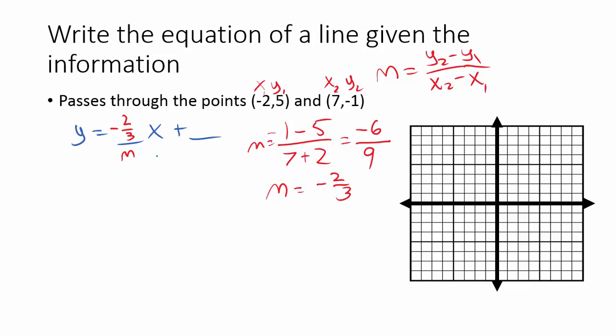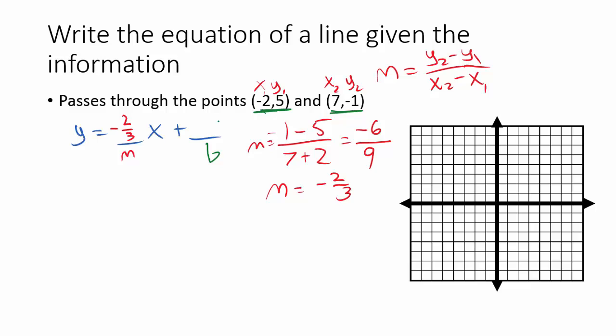The step of confusion happens here. People look at these points and they say, well, okay, I have 2 of them now. Which one do I plug in? The answer is yes. You might say, well, you didn't answer my question. It doesn't matter which one you plug in. You can plug in negative 2, 5, or you could plug in the 7, negative 1. And both of those should give you the same b after you're finished solving.